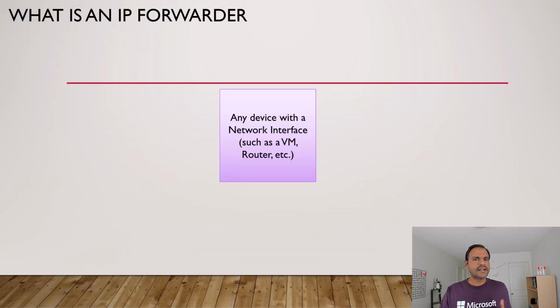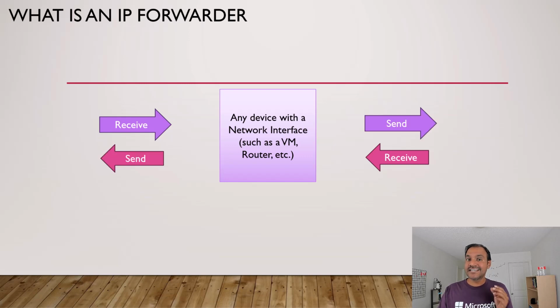But wait a minute. What is an IP forwarder? An IP forwarder is nothing but any device. It could be a VM or a router that has a network interface. What that means is it is capable of receiving the data and sending the data on a specific port number.